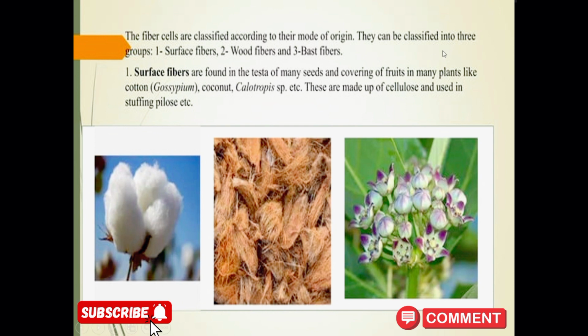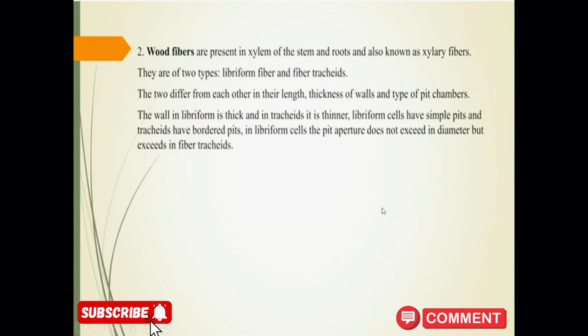They can be classified into three groups. Surface fibers, as the name indicates, are found in the seed coats of many seeds and the covering of fruits of many plants like cotton. As you know, the textile industry is basically dependent upon the cotton plant, and cotton fibers are known as surface fibers. Coconut fibers are also surface fibers, and Calotropis procera, which we call aak, its fibers are also surface fibers.